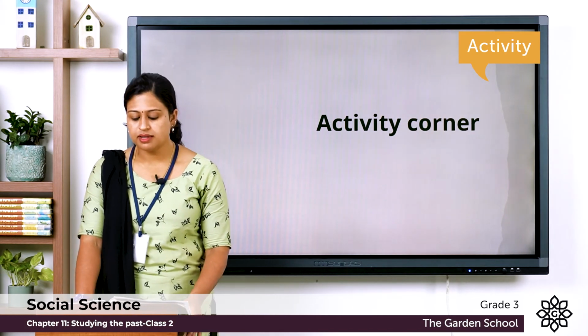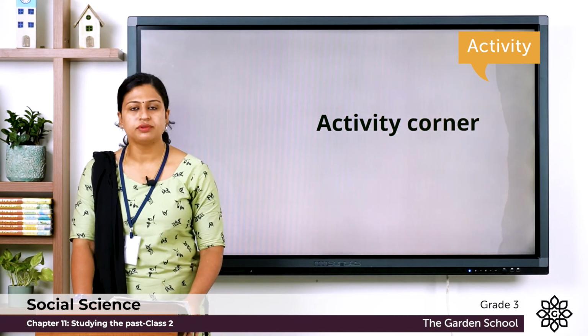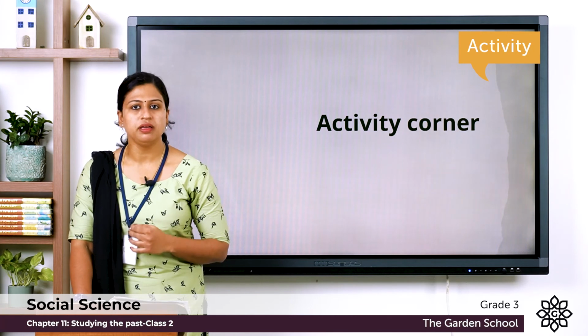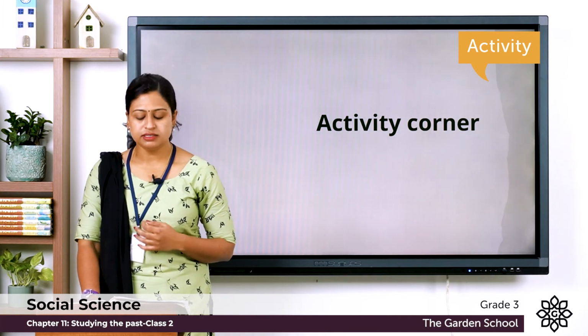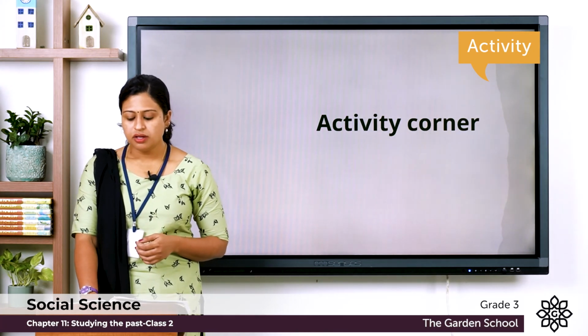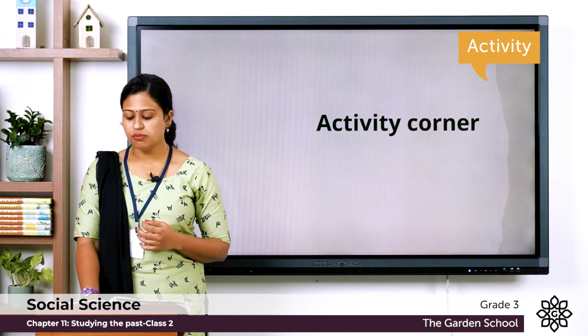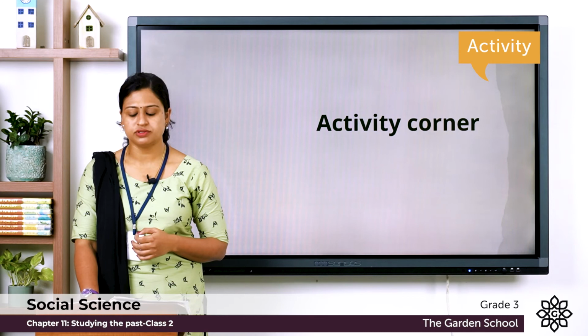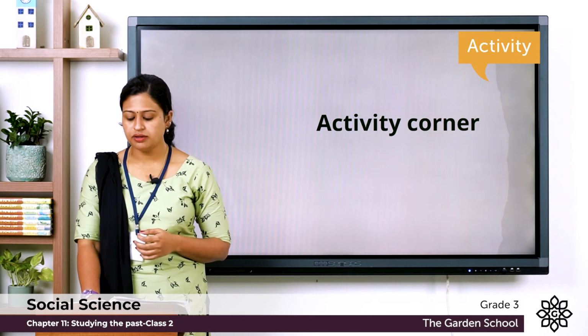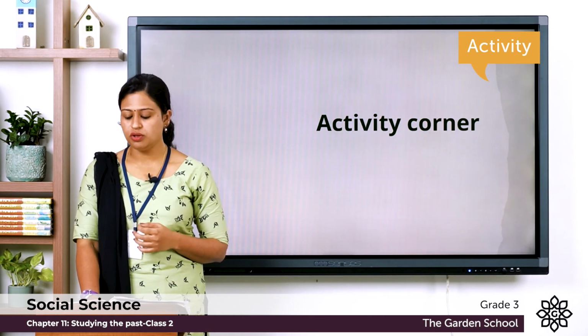Second one is your own timeline, and the last one is value check. So this part, that is your own timeline, you have to read it and you have to write it by yourself. The last one is value check. The question is, your teacher has decided to take you to a museum to know more about the sources of history. What should you do and not do during your visit?